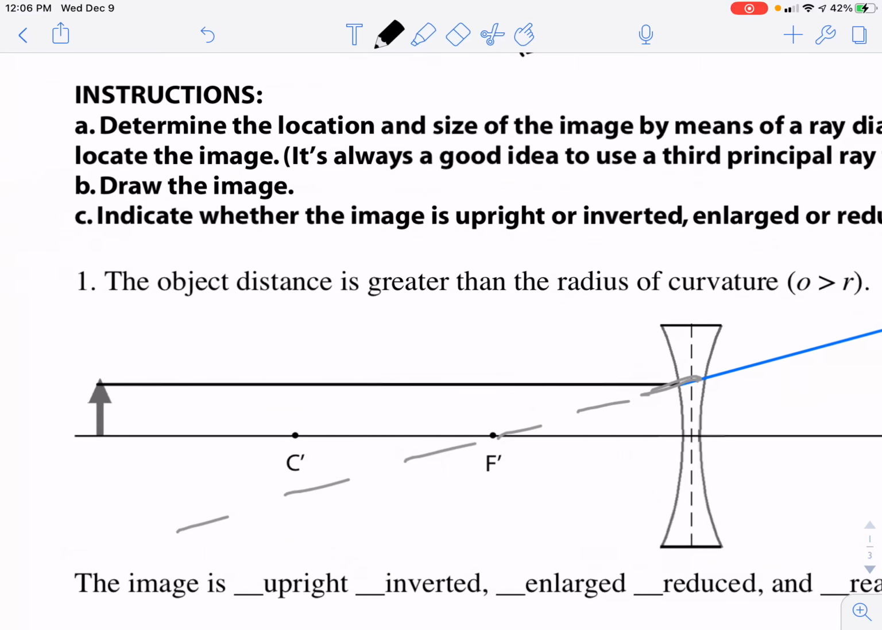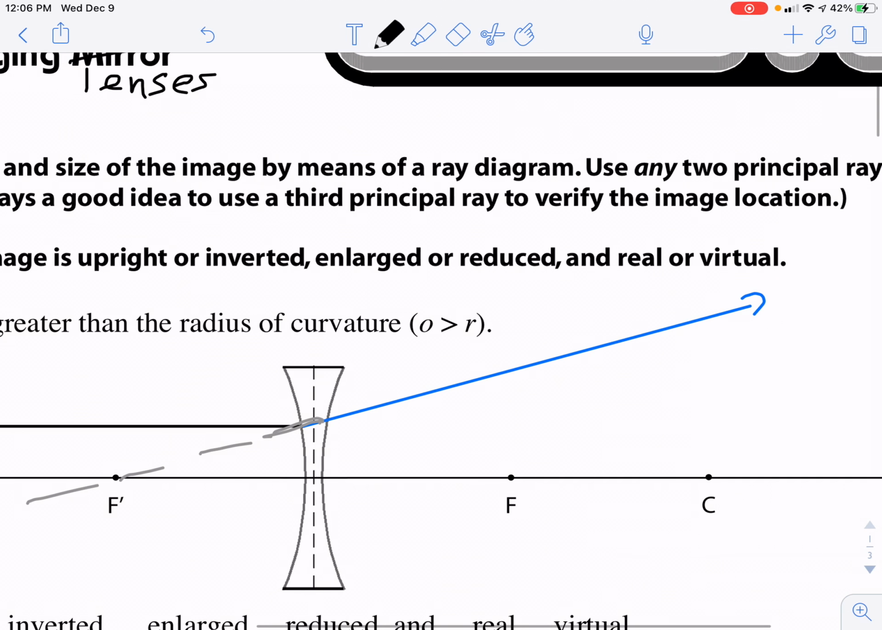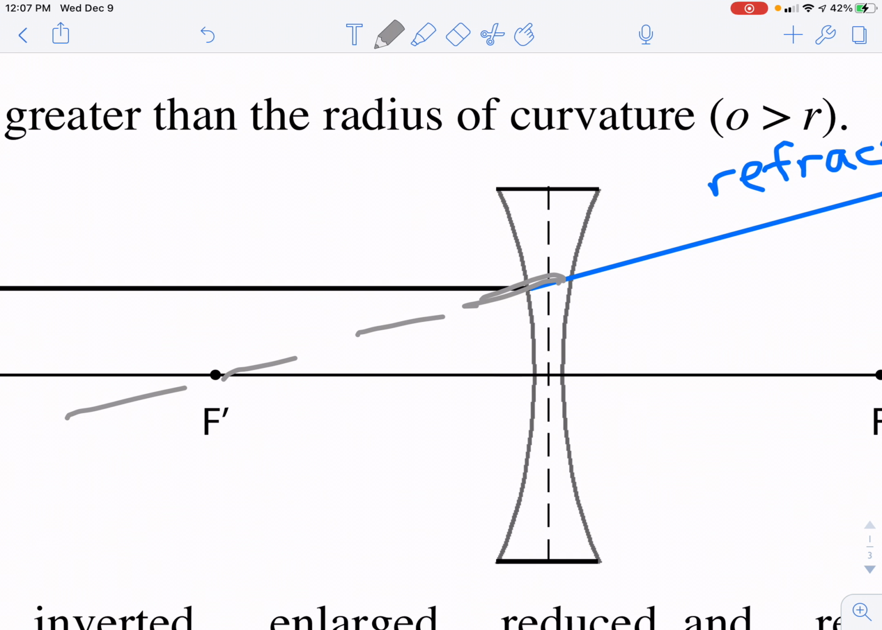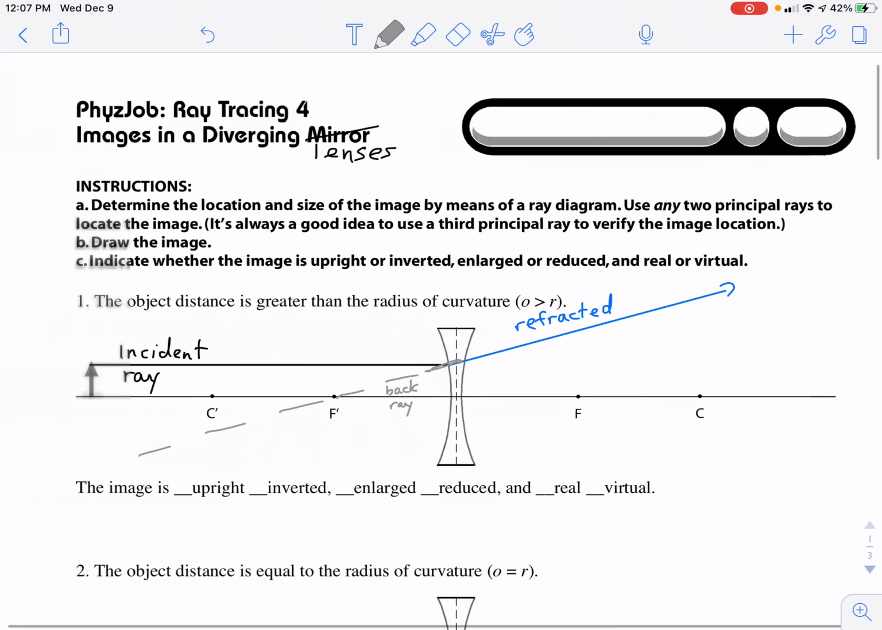Okay, so again, just to label our pieces, the black ray is the incident ray. The blue ray, well, that's the refracted ray. And the gray dashed line, that's the virtual extension of the refracted ray that I refer to as a back ray. Okay, so it's still the first rule. The first rule says go parallel to the principal axis and refract through a focal point. Well, it's refracting in a way that the back ray goes through the focal point. That's the difference.